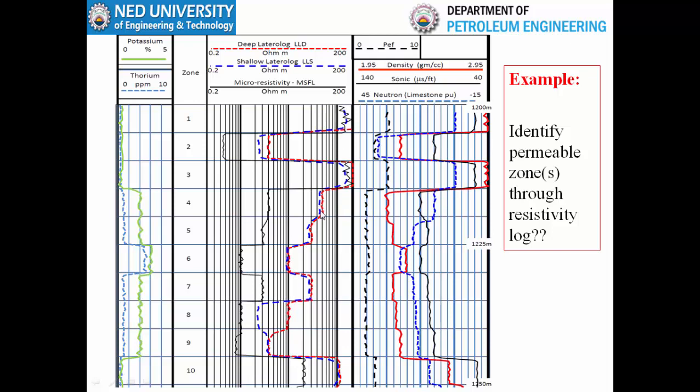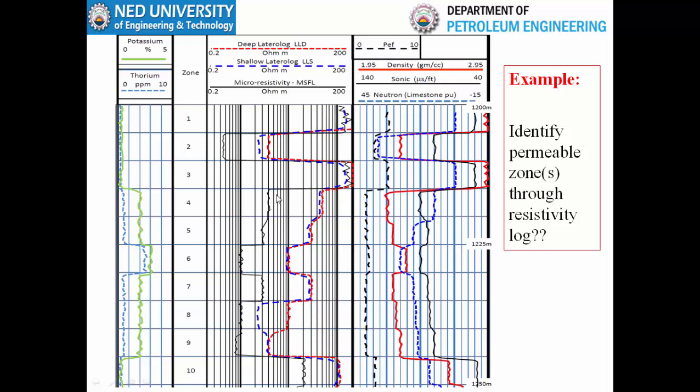Obviously, we are not focusing on the separation between LLS and LLD. These two curves can overlap, and we have seen that LLS and LLD are measuring deep zone resistivity. LLS is measuring around 1 to 2 feet zone resistivity, and LLD is measuring around 4 to 6 feet deep resistivity of the zone. So if you do not have deep invasion, both LLS and LLD will be measuring the same resistivity, as you can see in zones number 4, 5, 6, 7, 9, 10.